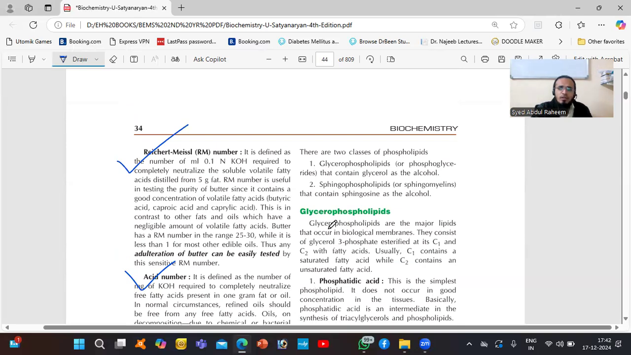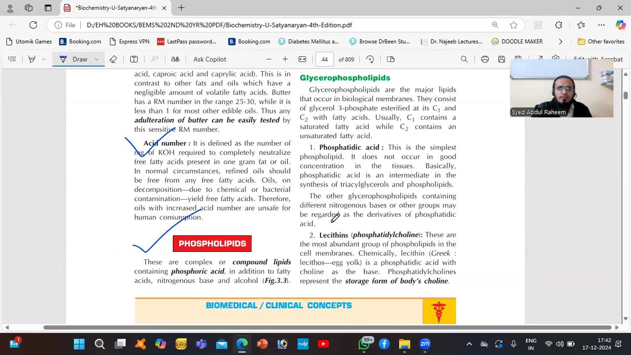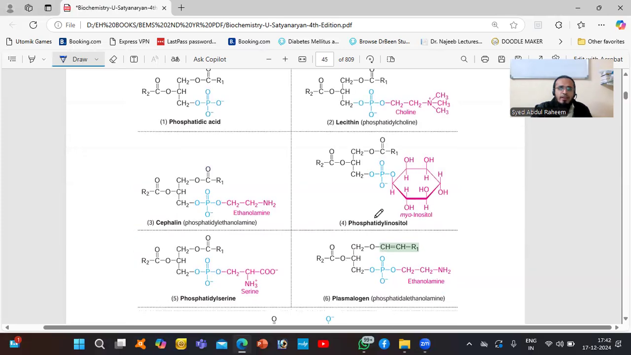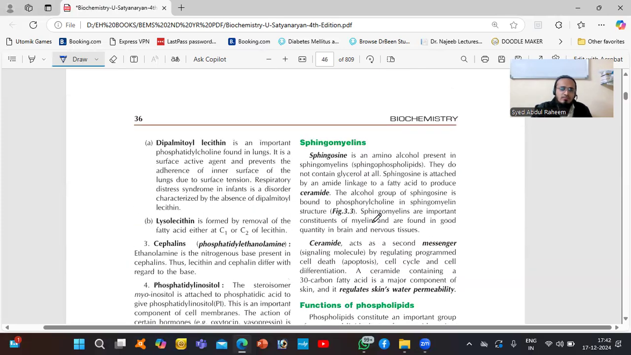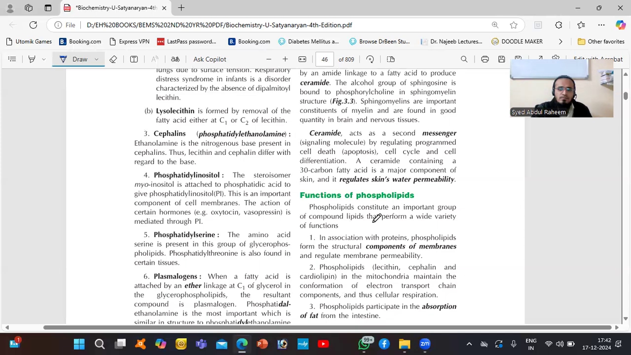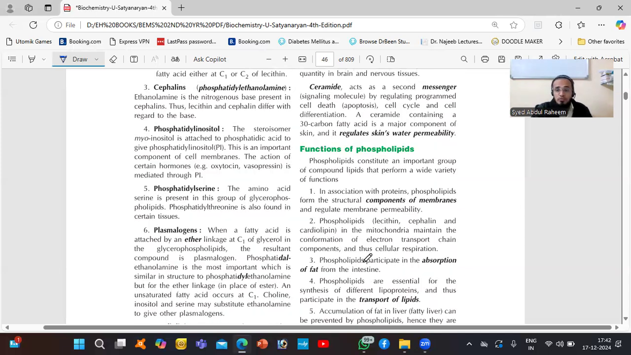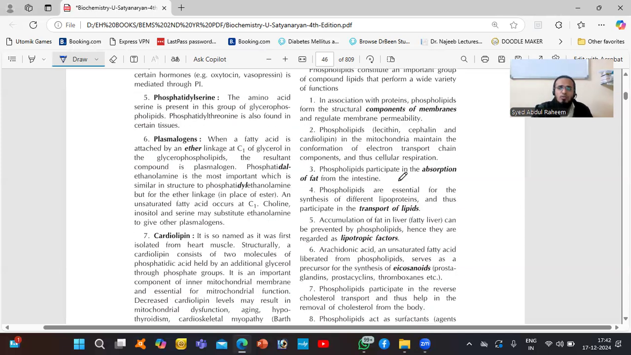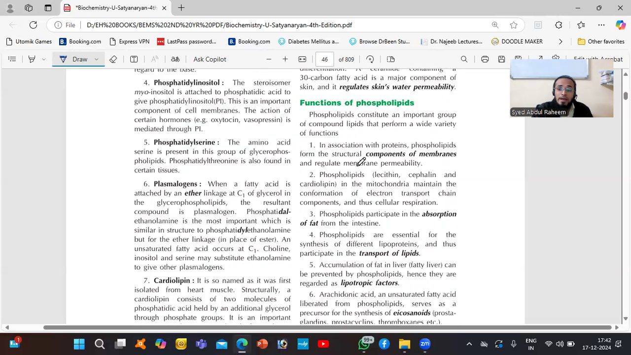So these are different types. Now the functions. We have to know about the functions of phospholipid. What does phospholipid do? Permeability. Permeability means when the cell wants to absorb anything, or move from one side to another, it needs permeability and movement. Phospholipid gives this permeability.